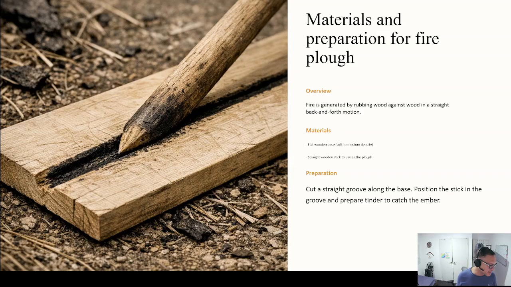Okay. So fire is generated by rubbing wood against wood in a straight back and forth motion, like this, again and again in that same single groove or plow. Okay. And the materials used are basically a flat wooden base and a straight wooden stick, and you use it as the plow. Cut a straight groove along the base, position the stick in the groove, and prepare tinder to catch the ember. That's the fire plow.